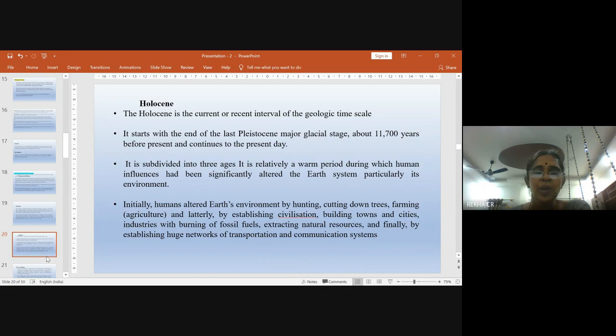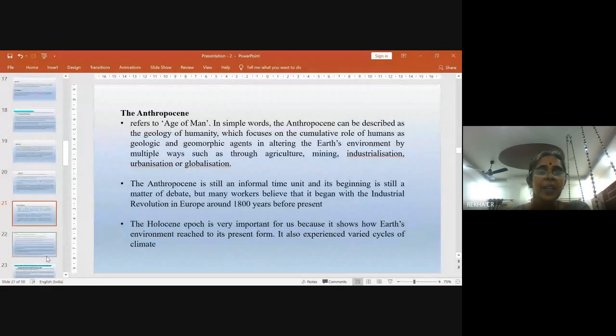Initially, humans altered Earth's environment by hunting, cutting down trees, farming, and later by civilization, building towns, cities, industries, extracting natural resources, and finally establishing huge networks of transportation and communication systems. The Anthropocene, which refers to the age of man, is the geology of humanity, which focuses on the cumulative role of humans as geological and geomorphic agents in altering the Earth's environment in a number of ways: through agriculture, mining, industrialization, urbanization, or globalization.